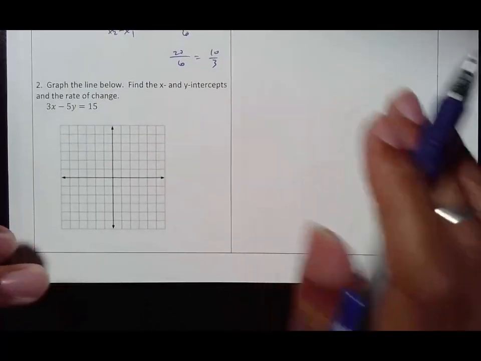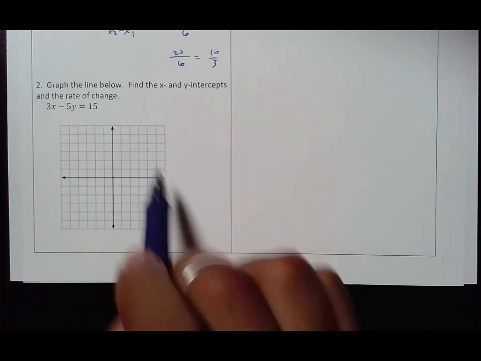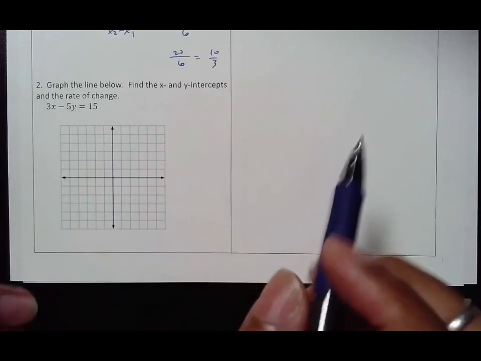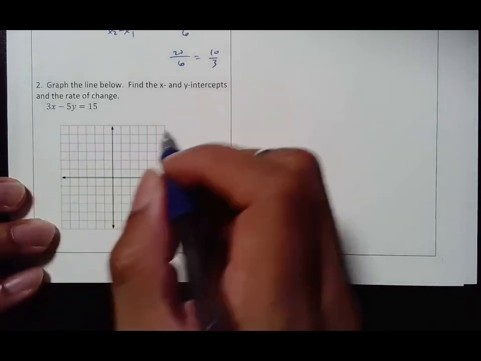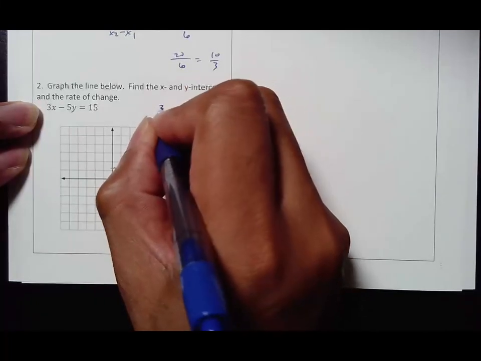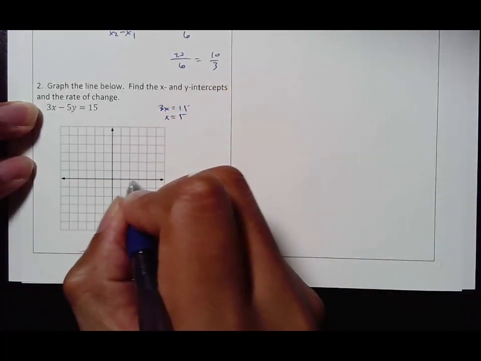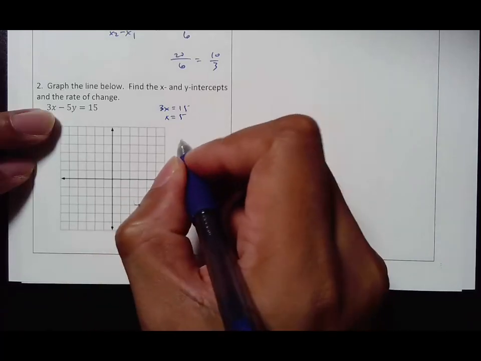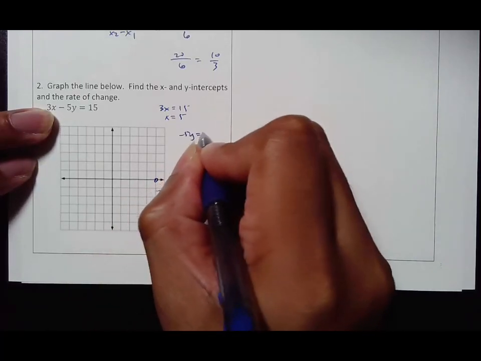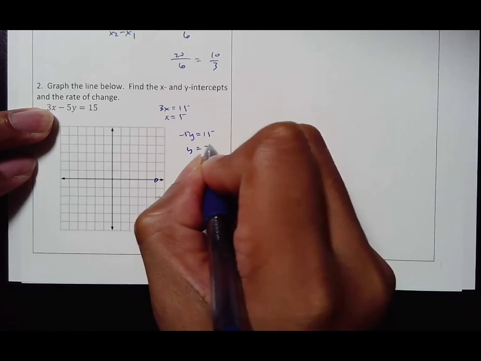Graph the line below, find the x and y intercepts. Again, this has a few different things, and you need to make sure, especially on a test, that you do all of them. First off, that you graph it. For the x-intercept, you should focus on 3x equals 15, which means that x equals 5. 1, 2, 3, 4, 5. For the y-intercept, you should focus on negative 5y equals 15, which means that y is negative 3.